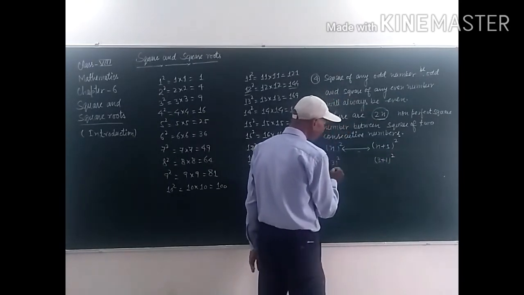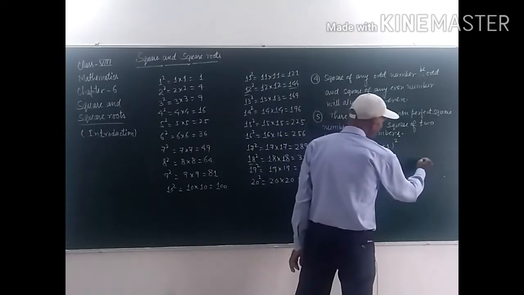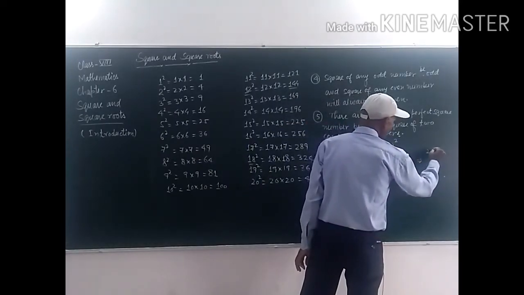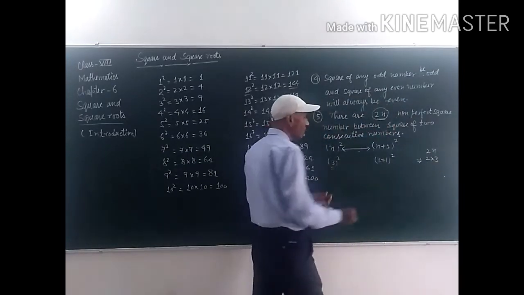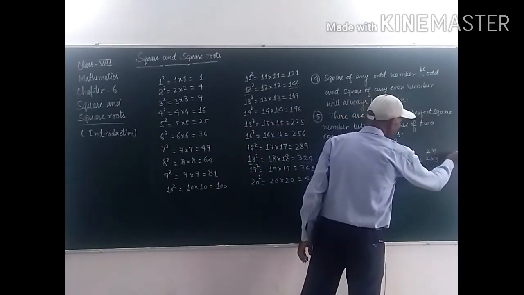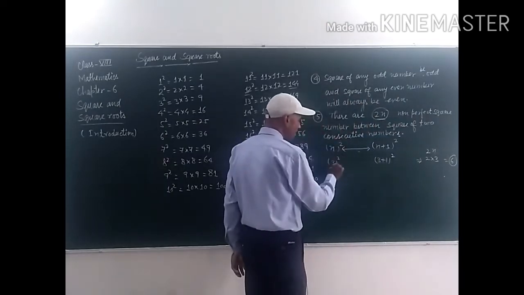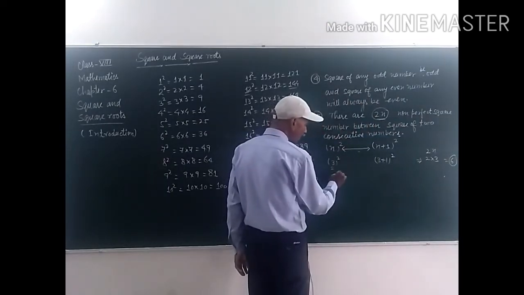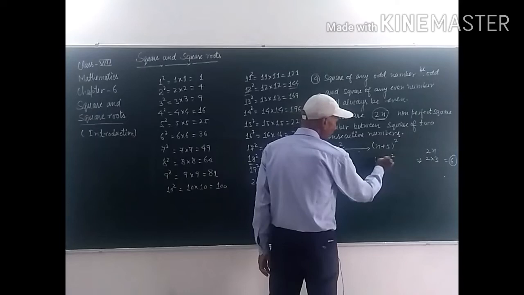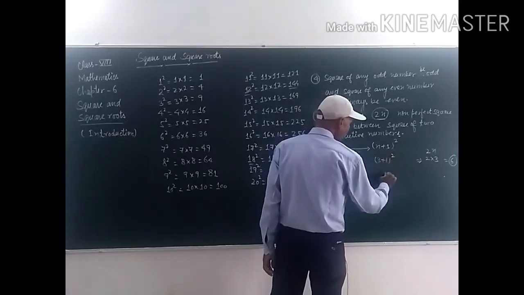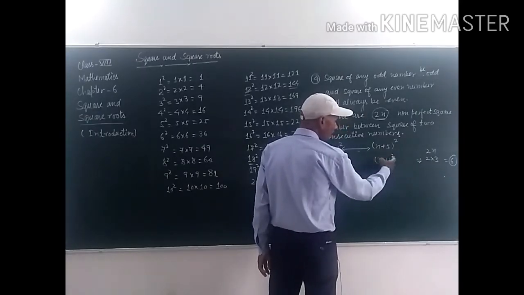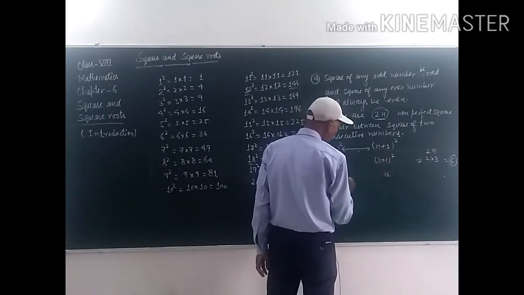There will be 2n numbers. It means there will be only 6 numbers, student. 2n means 2 into 3, because n is 3, so there will be only 6 numbers. Take this example: square of 3 is 9, and square of 3 plus 1, that is 4 square, is 16.